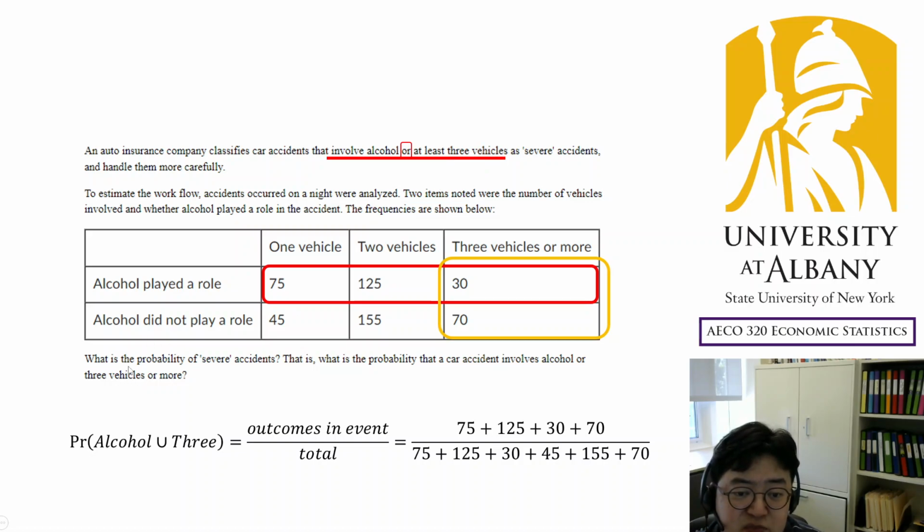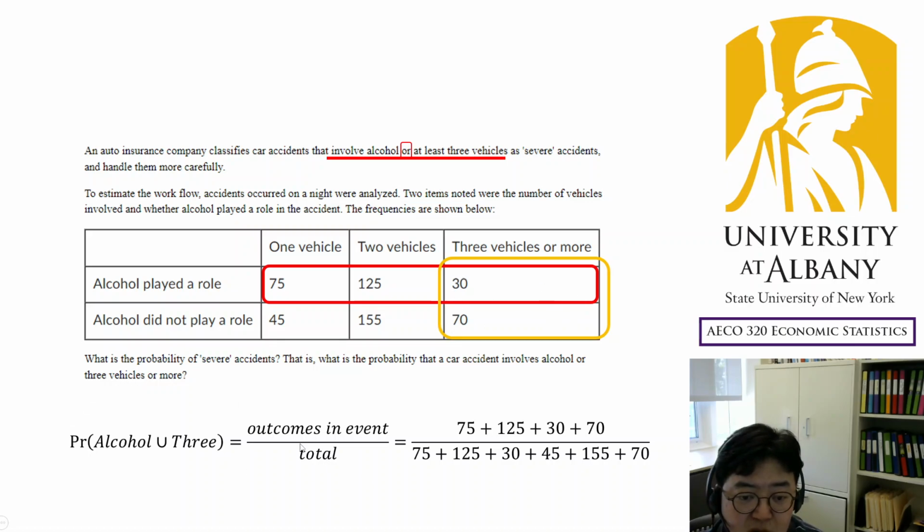So in the end, what is the probability of severe accidents? Okay, so what is the probability of this event? In our mathematical notation, you can write it as probability of alcohol or 3 or more. So you connect them with or. So or is the connection. So you have to include all these types of accidents which involve alcohol, right? And also you have to include these types of accidents which involve at least 3 vehicles, right?